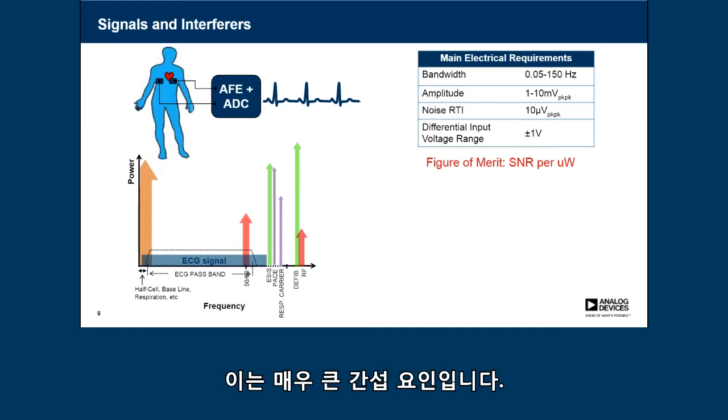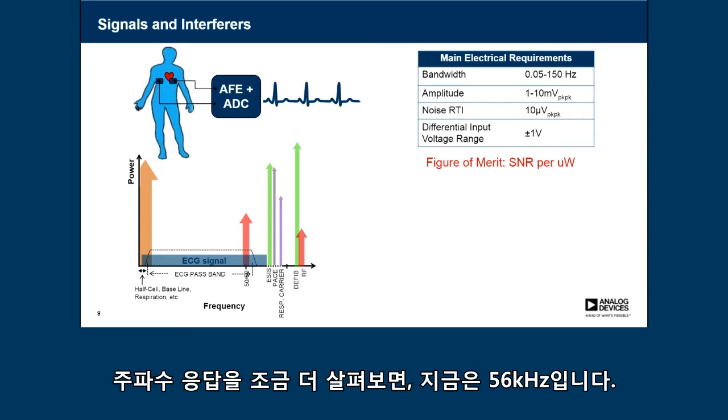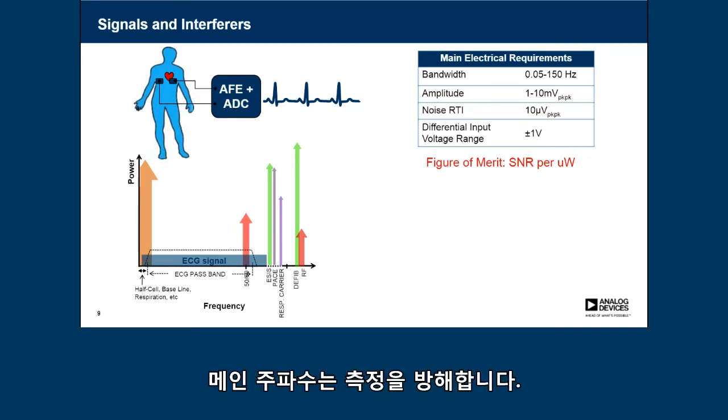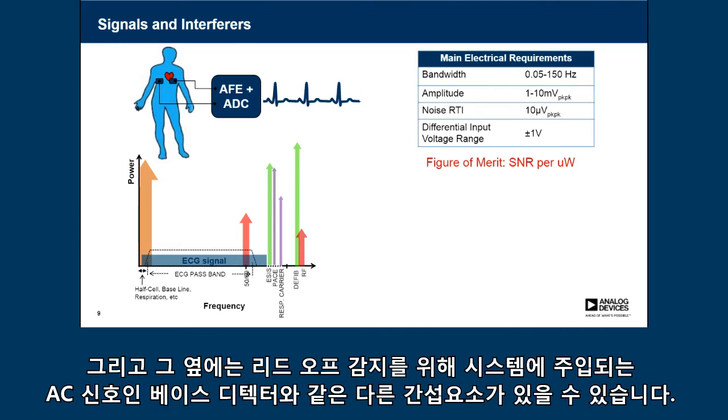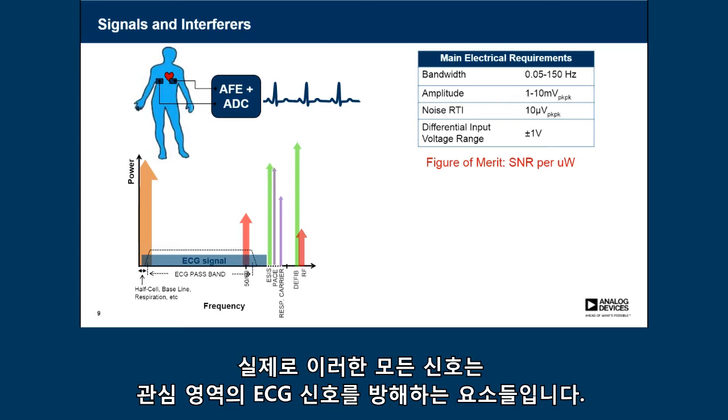So that's a big interferer. If you look a little bit further down in the frequency response, we have the 50-60 Hertz mains frequency which will interfere with your measurement. And next to that you might also have other interferers like a pace detector, or AC signals that you inject in your system for lead-off detection. So actually these are all signals which are interfering with your ECG signal, where your interest lies.